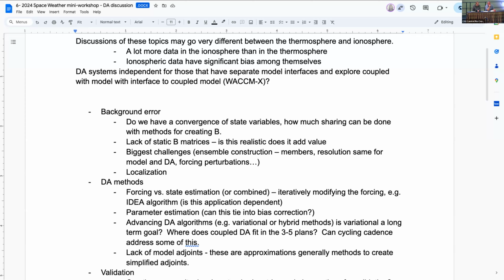And then there's the issue of localization, which I think we discussed a bit yesterday, in the context of what frame you're doing it in, whether a geomagnetic frame or a regular lat-long. How you do that localization may be better or worse depending on what reference frame you're using. So I don't know if anyone has comments or thoughts on any of these or anything else related to the background errors.